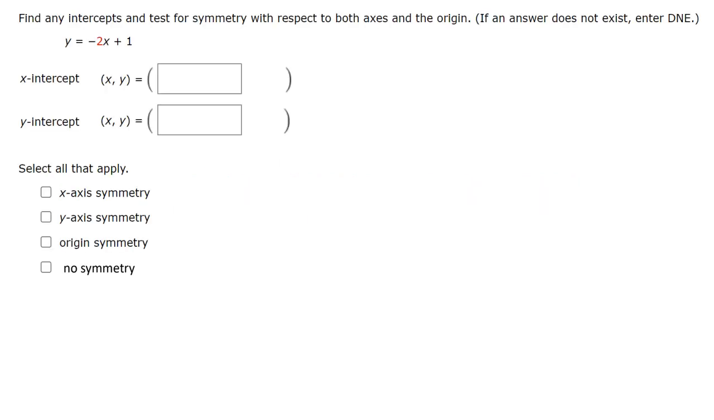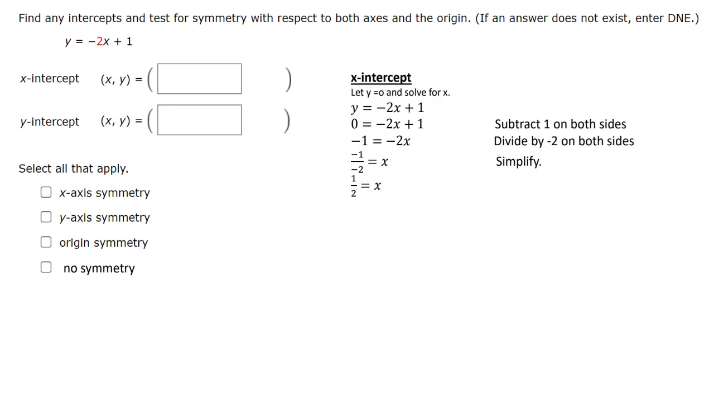So let's go ahead and start with this problem. It says, find any intercepts and test for symmetry with respect to both axes and the origin. So we have this equation, y is equal to minus 2x plus 1. And we'll go ahead and find our x-intercepts and y-intercepts. So again, to refresh, to find our x-intercepts, we're going to let y equal 0, and then we're going to solve for x.